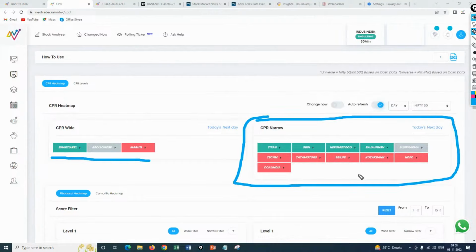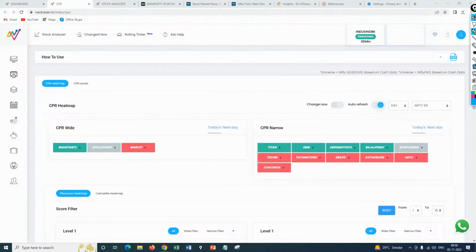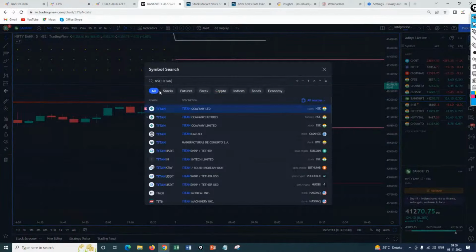Only three stocks are in wide. Most of the candidates are here in narrow. So let me go and look at the chart. Let's go and see Titan. Titan is green. उसका मतलब ये है कि the CPR is going to be narrow and it is going to be above the CPR. So let us go now. Let me go here and let me write Titan. And here मेरे को मिल गया.